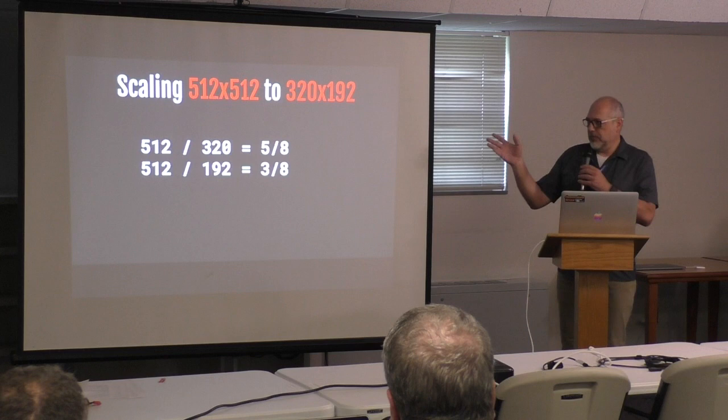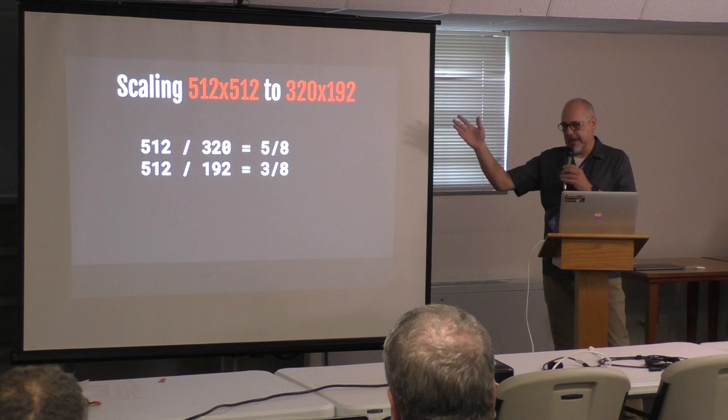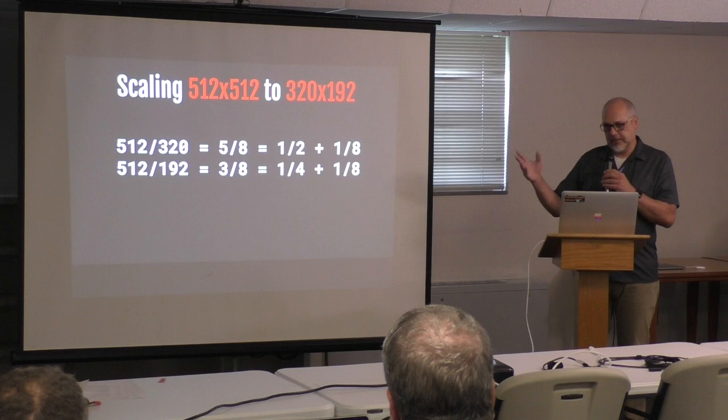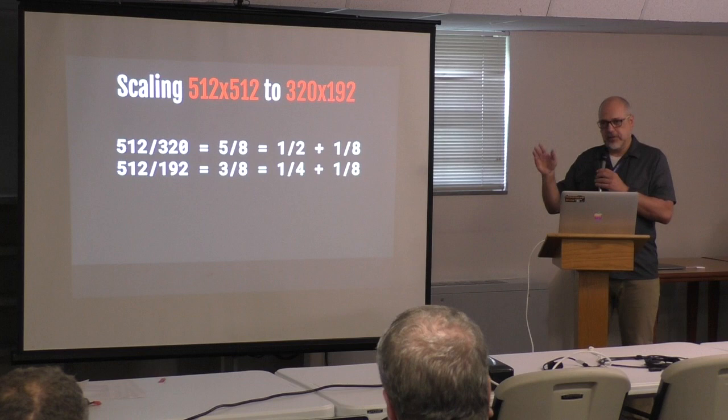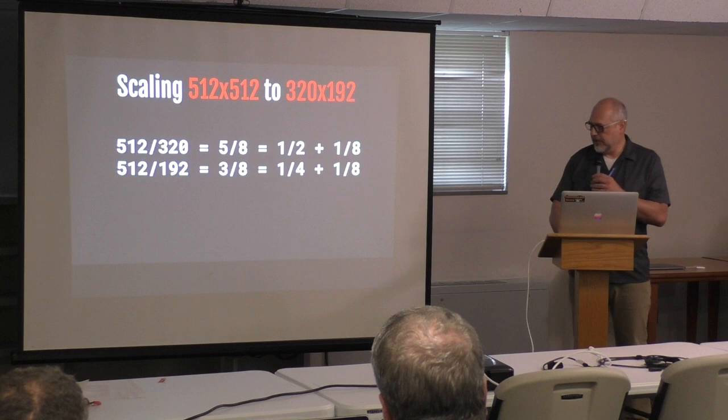But if you step back and not look at it as 0.625 and realize, hey, this is 5/8, and hey, this is 3/8. And if you look at 5/8 and 3/8, you can say, well, that's half plus 1/8, and that's 1/4 plus 1/8. And you can get those by shifting. So if you shift once, you get half, shift again, you get 1/4, and so on. So this is the code that was used in the cartridge.